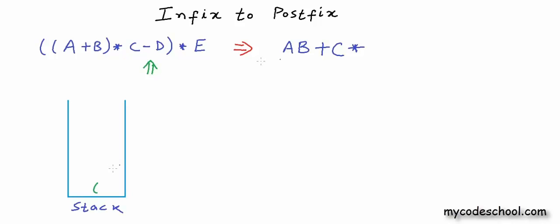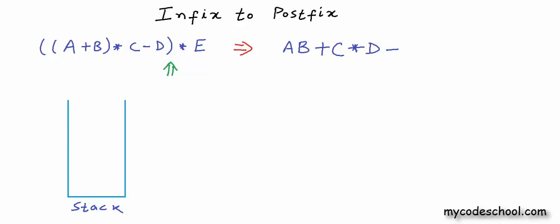We will look at the top again. It's an opening parenthesis, so we should stop looking now. Minus will be pushed now. Next we have an operand. Next we have closing of parenthesis. So we need to pop until we get an opening. Minus will be appended. Finally the opening will also be popped.